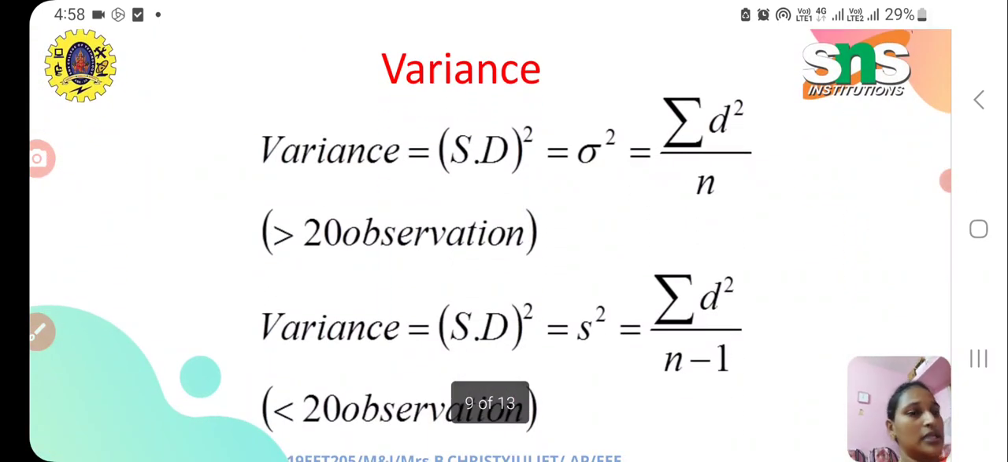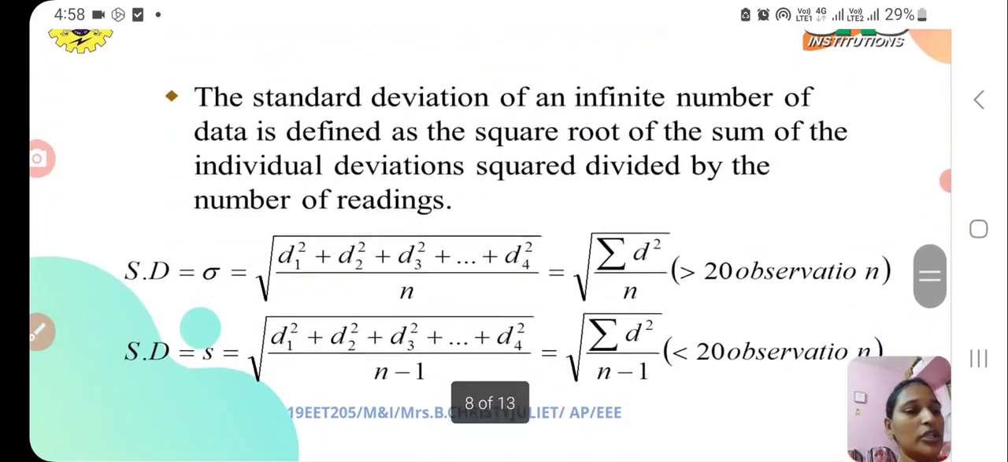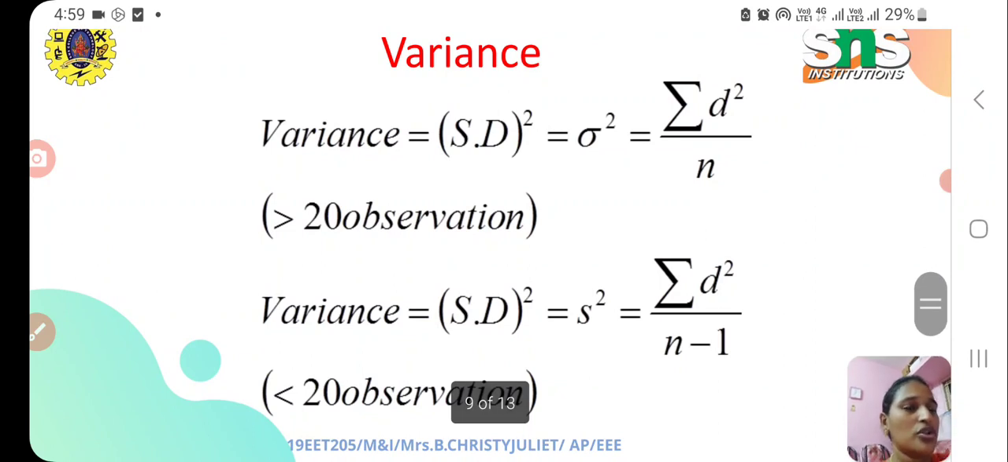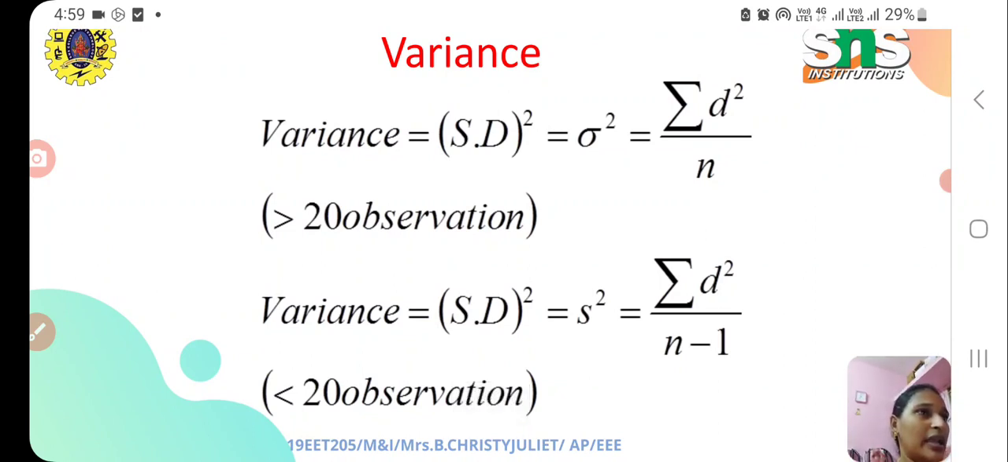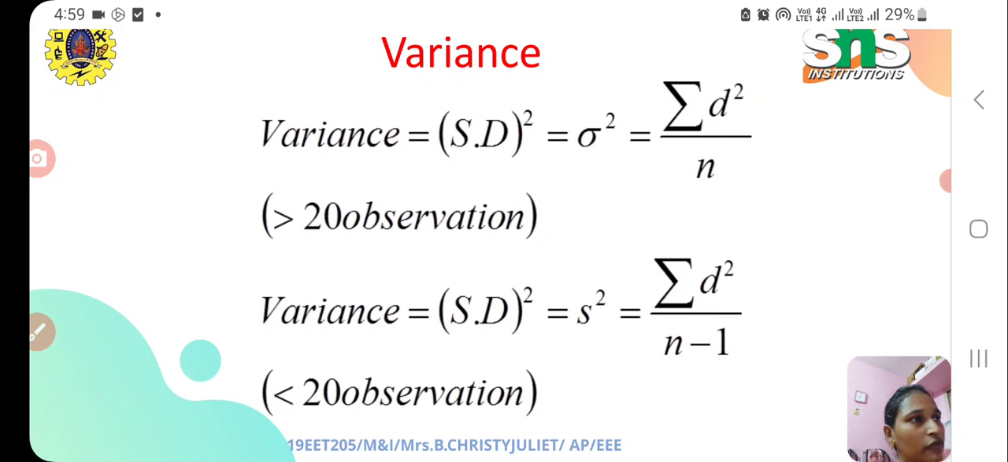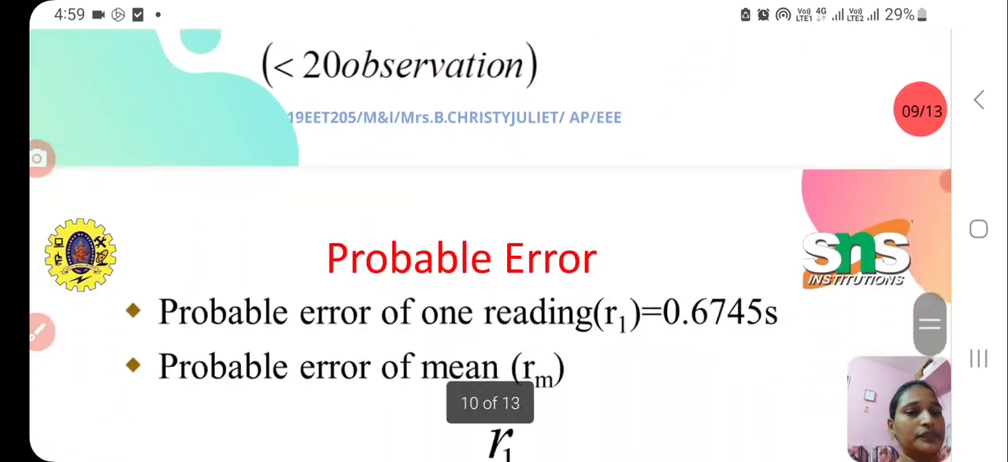Next is variance. Variance is somewhat similar to the standard deviation but without the square root. Variance is like an average of the deviations. Deviation is calculated for a particular value, whereas variance is for a group of values. So that will indicate how the measured value is deviated from the actual value.